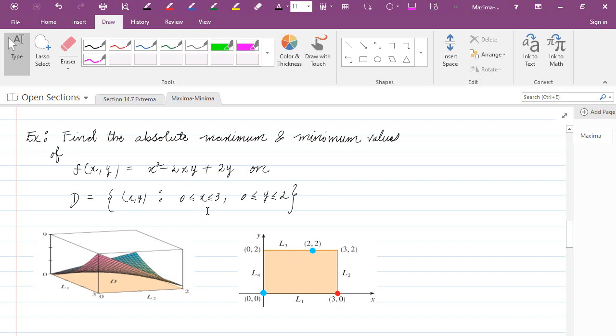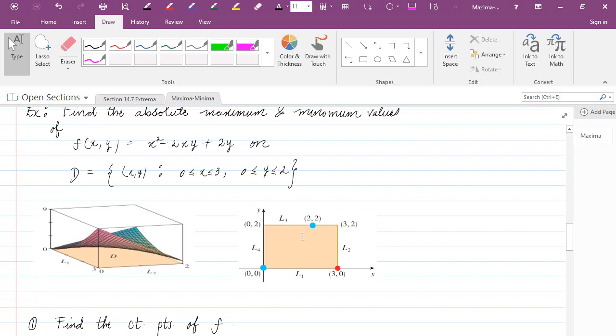So now we try to find them. Here I have the graph of this function right above the region D. And what we're going to show is that the maximum of this function occurs at the point 3, 0, and then we'll also see the minimum.